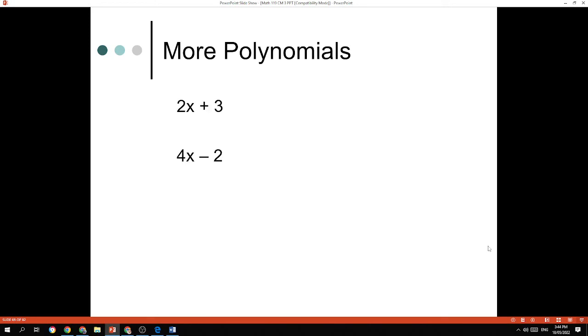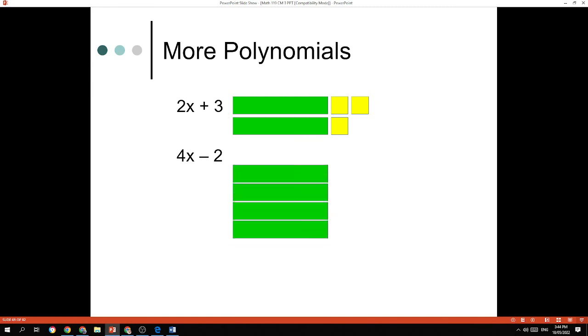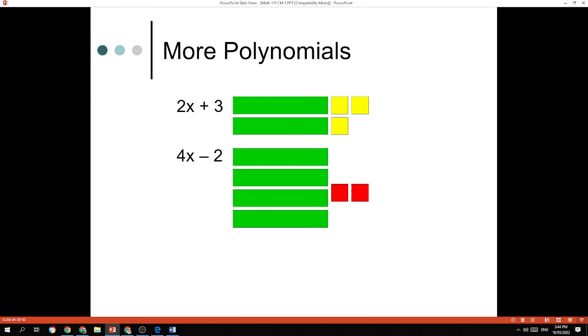Same thing with this. I'll be having 2x plus 3. So 2x, and then plus 3. Same thing with this: 4x, and negative 2. So I'll be having red, two pieces.